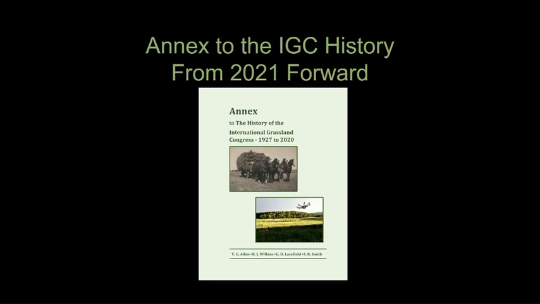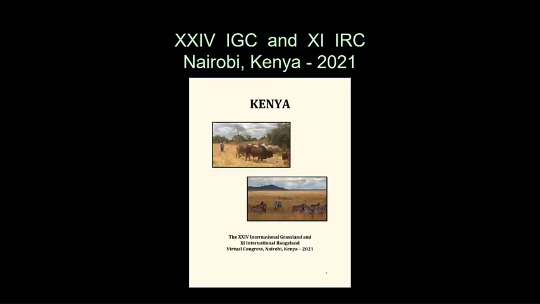So what we'll do now, going into the future, is for each Congress, we will write that history just as we did for each Congress in the book, but it will be put into an annex to that history, and it can go on as long as there are Congresses to go to. So that's where you will find the Congresses going into the future. And of course, the first one is Kenya, and it is already written, and it's already in that annex. And now there will shortly be Kentucky to join that.